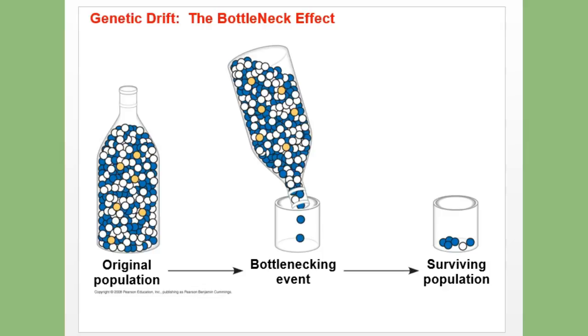So, by chance, whatever allele frequency is represented by the blue marbles is the one that happens to be most overrepresented, and also by chance, the gold allele is not represented at all. So it is all just by chance as to what survives whatever bottlenecks that population.